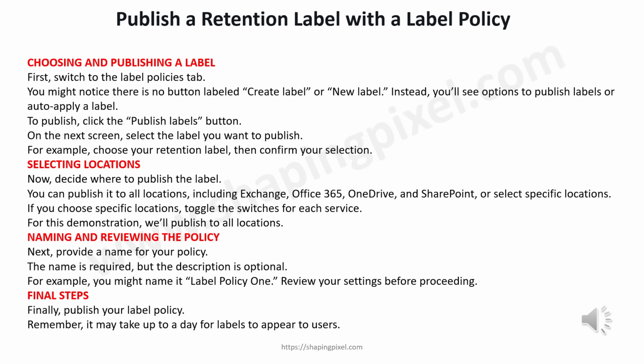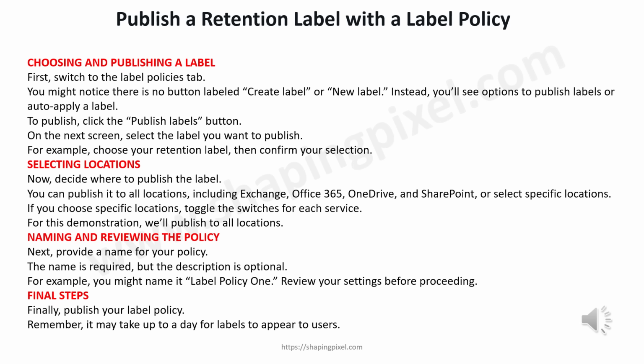On the next screen, select the label you want to publish. For example, choose your retention label, then confirm your selection. Now, decide where to publish your label. You can publish it to all locations, including Exchange, Office 365, OneDrive, and SharePoint, or select specific locations. If you choose specific locations, toggle the switches for each service. For this demonstration, we'll publish to all locations.